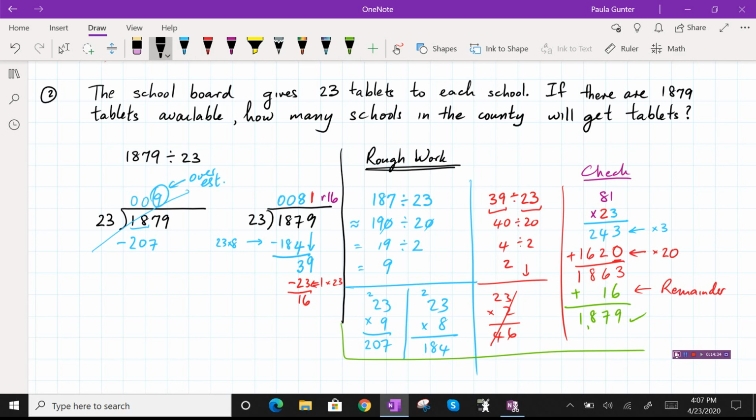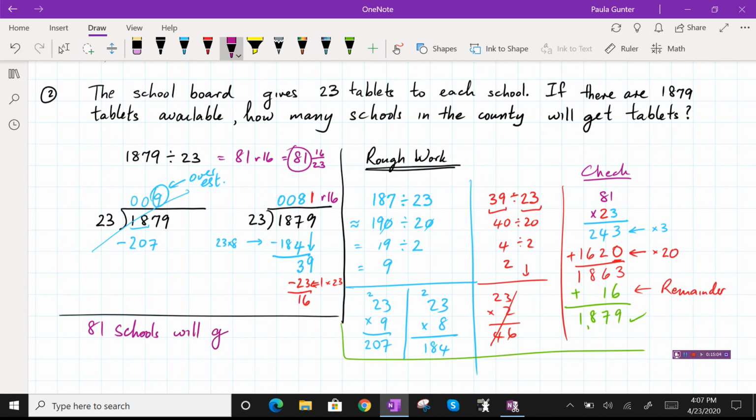And the answer to my question is this. How many schools in the county will get tablets? Well, since the answer here is 81 with a remainder of 16, or 81 and 16 over 23, it's the whole number part. So 81 schools will get 23 tablets each. So that is my answer.